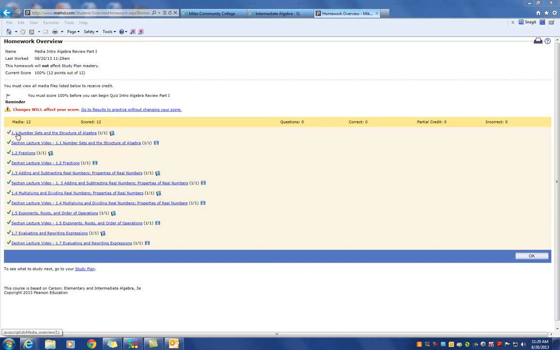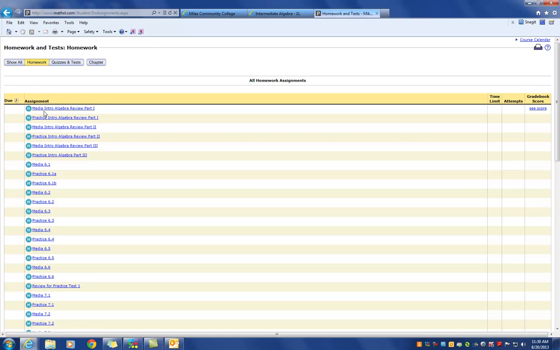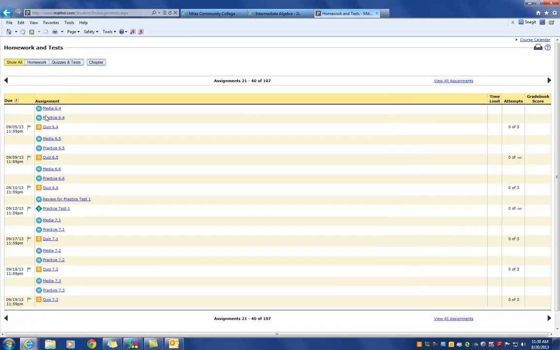Okay, so now we viewed, at least looked at all these resources and media. They're all check marked off. We click OK and we're done with the media assignment. The next item is going to be then the practice assignment.